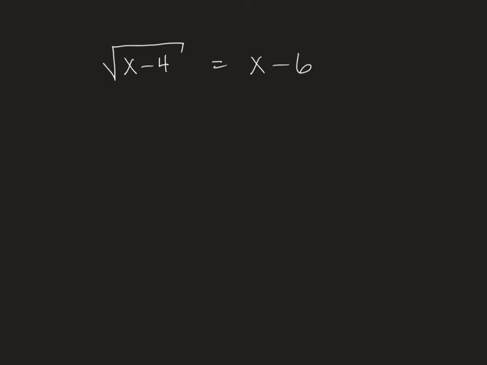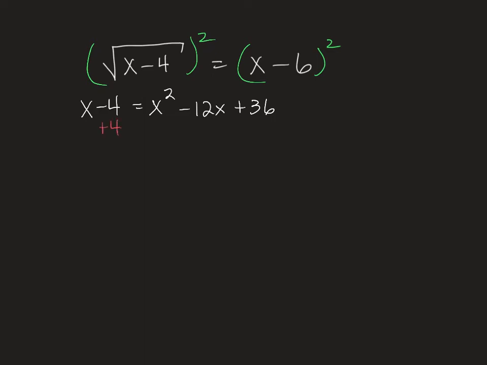Again, looking at the problem, it's a square root that's all by itself. The binomial looks great. I'm going to square it right off the bat. We are going to get x minus 6 squared, and if you can, FOIL right from the start. So x squared minus 12x plus 36.